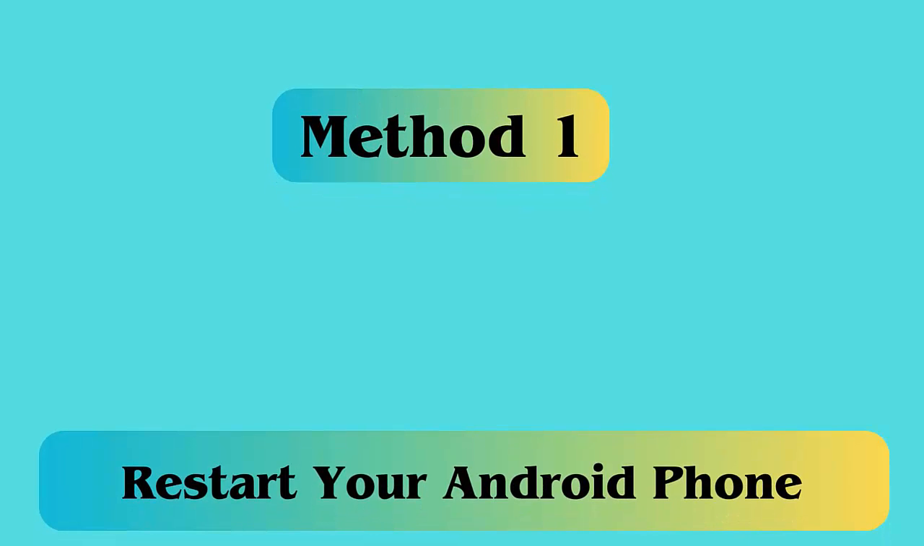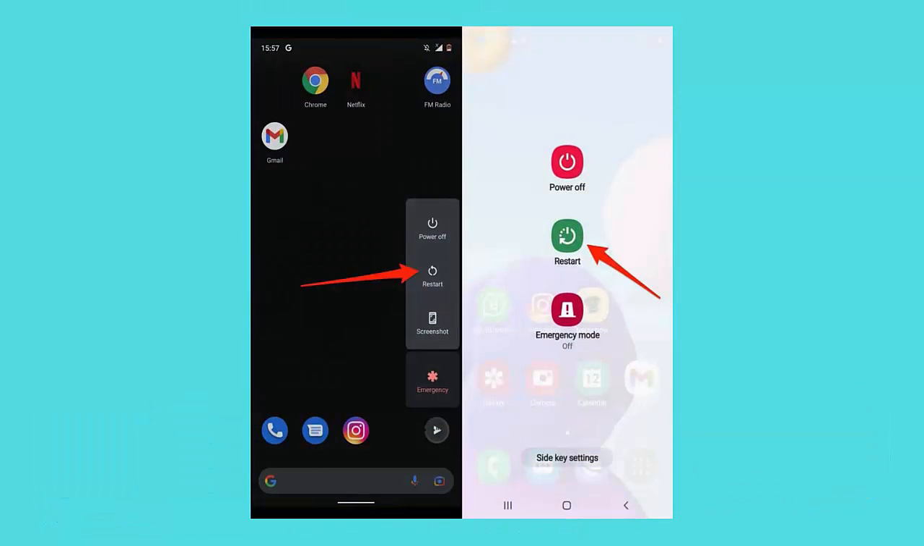Method 1. Restart your Android phone. A simple but highly effective way to get rid of any kind of error is by restarting your phone. Just press and hold the power button until you get several options on your screen. Now, click on the Restart option.